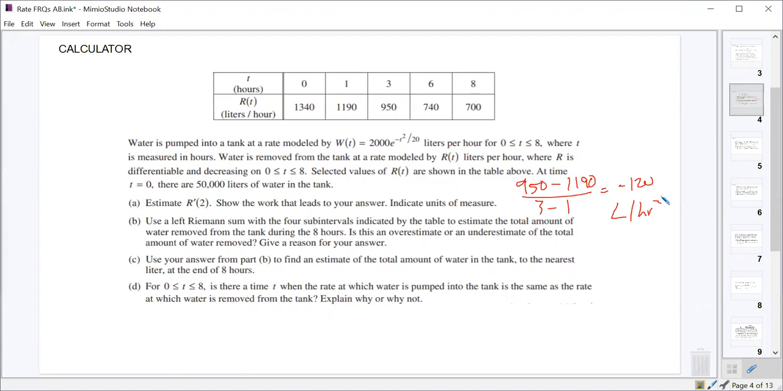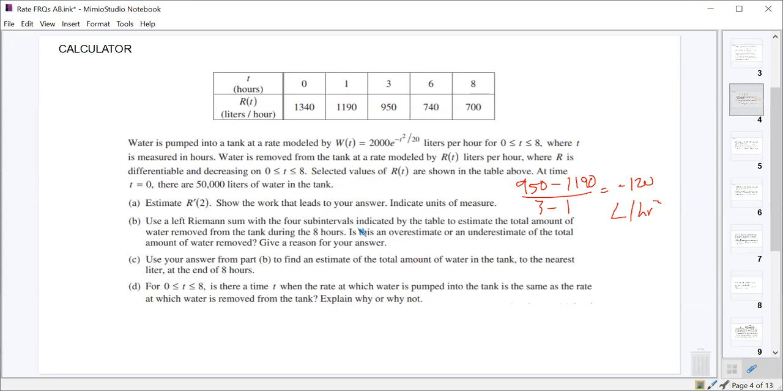Everybody good with part A? Pretty easy. Part B. Actually, I believe they gave, I had it up earlier. I think it was 2 points. Yeah, 2 points, one for the estimate and one for the units. Lucky you. 2 easy points there.